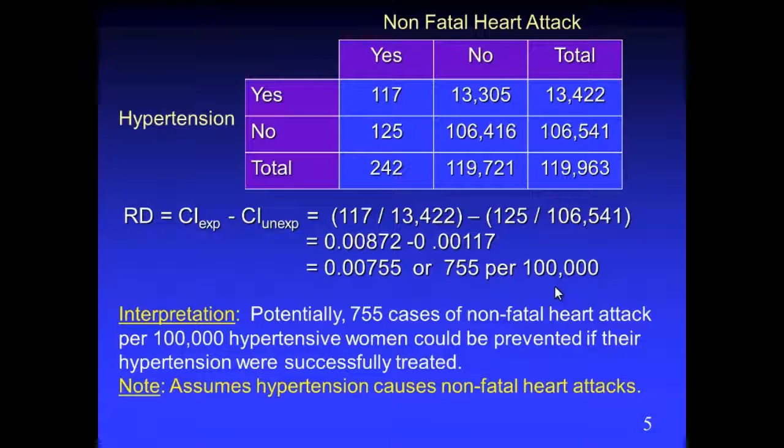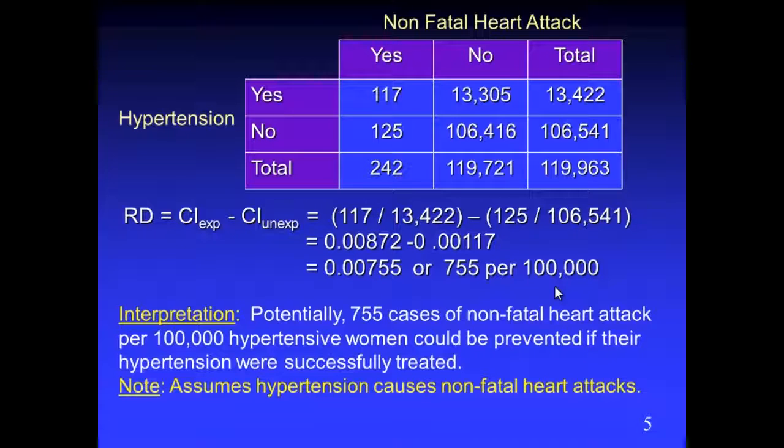So the interpretation of this is that potentially, if you could eliminate the hypertension, you could potentially eliminate 755 cases of non-fatal heart attack per 100,000 hypertensive women. Per 100,000 hypertensive women, not just women in the general population, if hypertension were successfully treated.